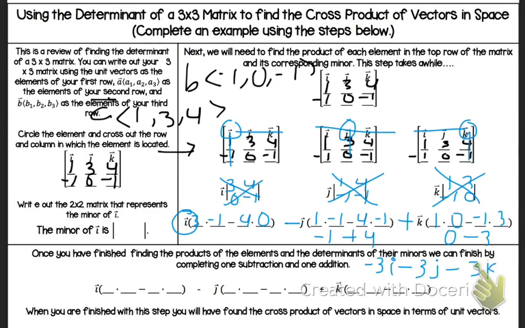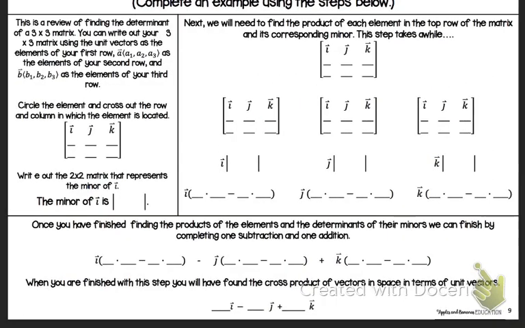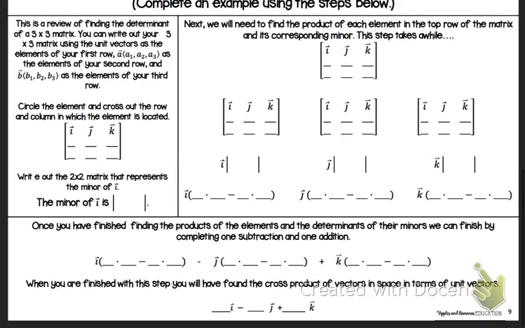Okay, so this is the vector that is going to be perpendicular to these two vectors here and here. This is in unit vector notation, so you can rewrite that as -3, -3, -3. So this vector right here is going to be perpendicular to both of those vectors. Okay, and yeah, that's pretty much it.